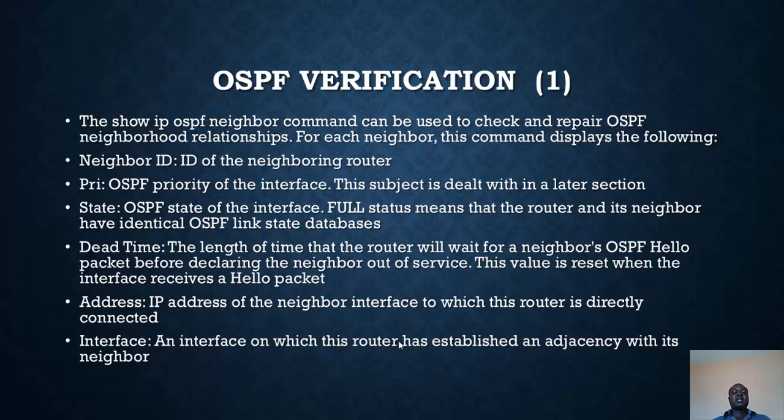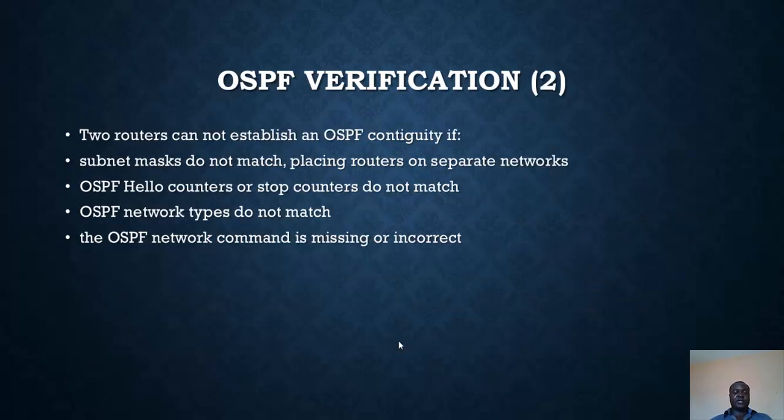Dead time: the length of time that the router will wait for a neighbor OSPF hello packet before declaring the neighbor out of service. This value is reset when the interface receives a hello packet. Address: the IP address of the neighbor interface to which this router is directly connected. Interface: the interface on which this router has established an adjacency with its neighbor.